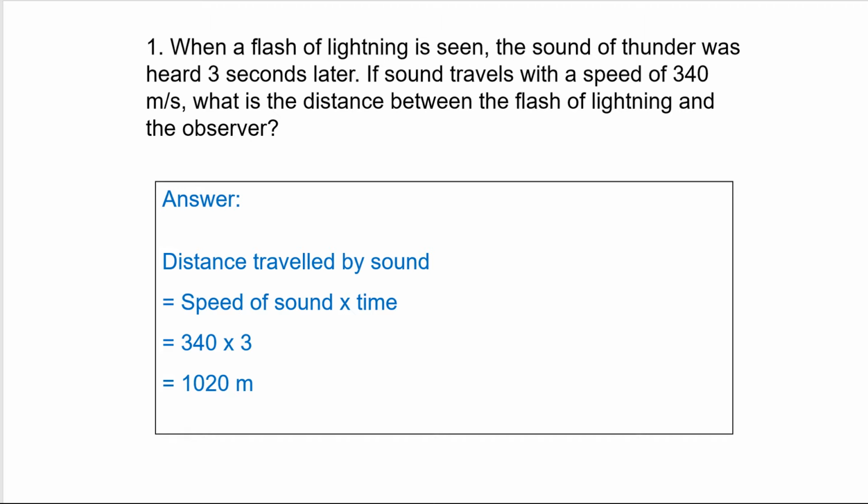So there you are. This is the answer. The question asks for distance, right? So distance is speed times time. This is the way we want you to present your answers. Always make sure that you have the formula written out, speed times time. And the speed is 340. That means in 1 second, it travels 340 meters. And in this case, it takes 3 seconds. So the distance is 1020 meters. So this is the answer.